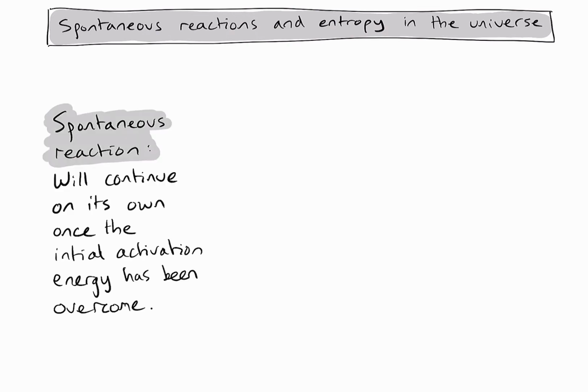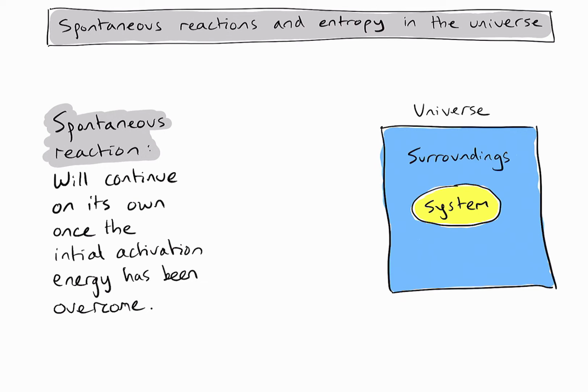And to understand which types of reaction will be spontaneous reactions, we first need to remind ourselves of the simplified view of the universe by a chemist. It contains the system, which is the chemical reaction, and the surroundings, which is everything else around my chemical reaction.